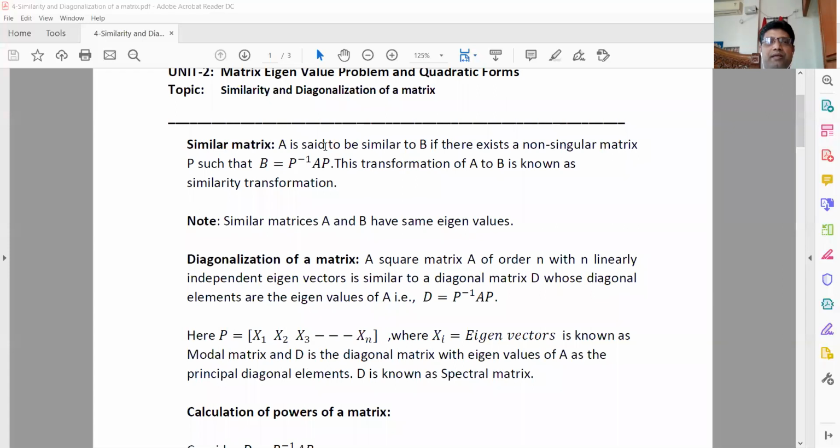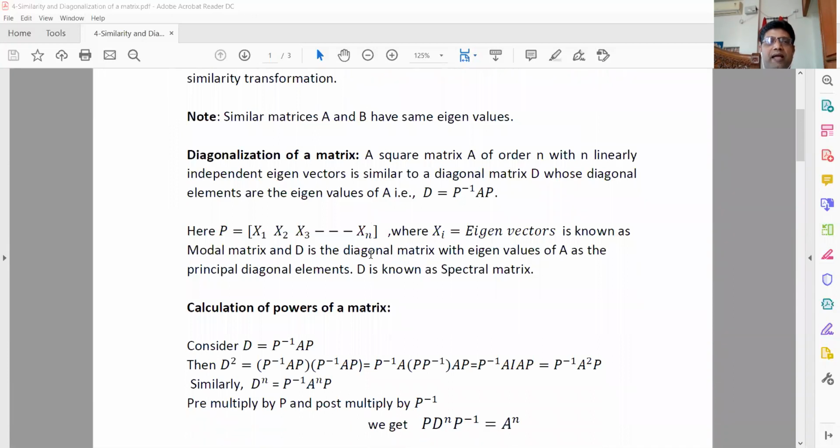A matrix A is said to be similar to B if there exists a non-singular matrix P such that B equals P inverse AP. This transformation of A to B is known as the similarity transformation. And remember, whenever two matrices are similar, their eigenvalues are also the same. We'll use this concept in diagonalizing the matrix.